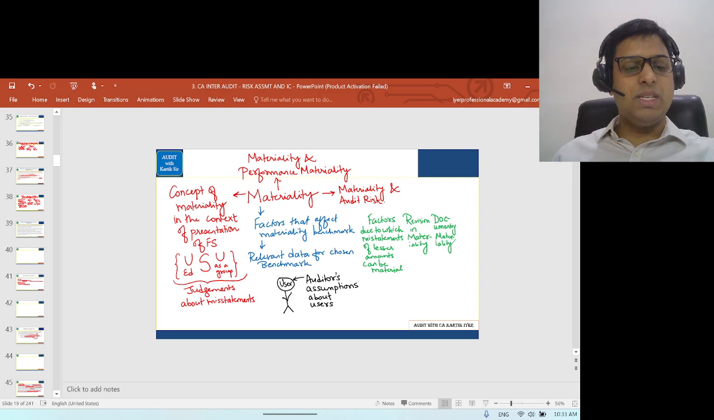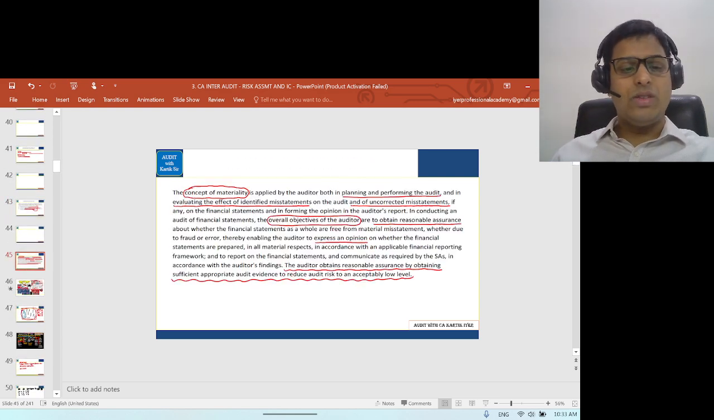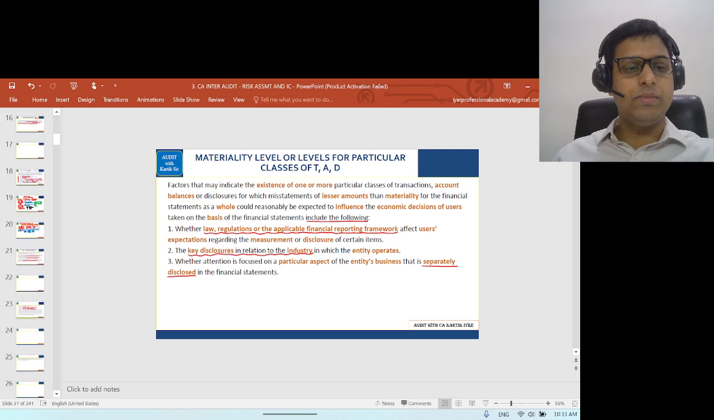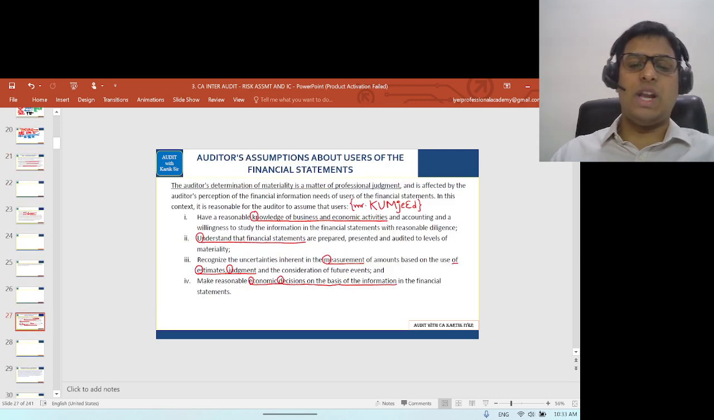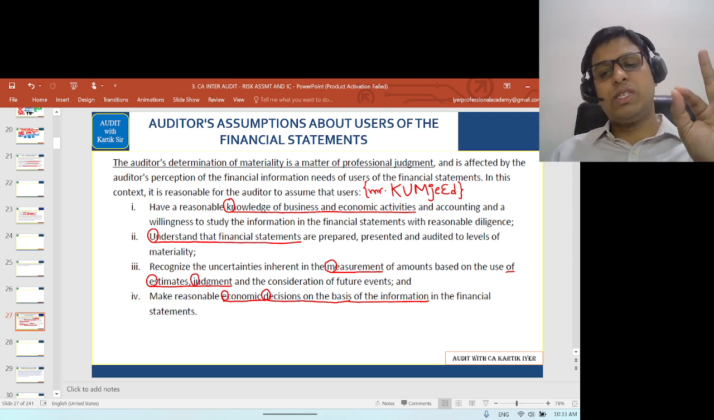So everyone, please, here we have done a case called Mr. Kumjid, if you remember. Remember Kumjid? So just a second. Here it is. Okay, let's see this. So the auditor's determination of materiality is a matter of professional judgment. And what all can the auditor assume about the user? So we are done with Mr. Kumjid. Okay, knowledge of business and economic activities.